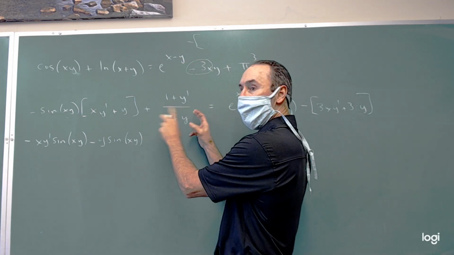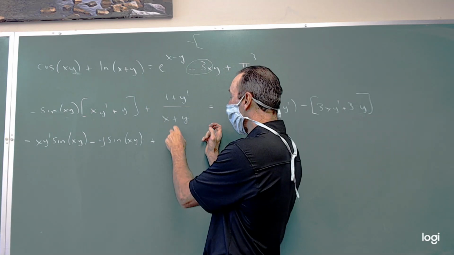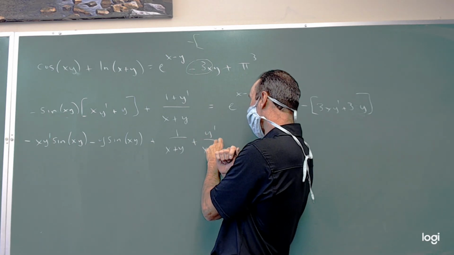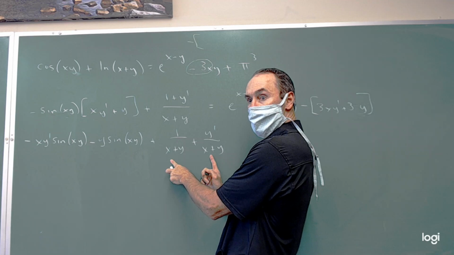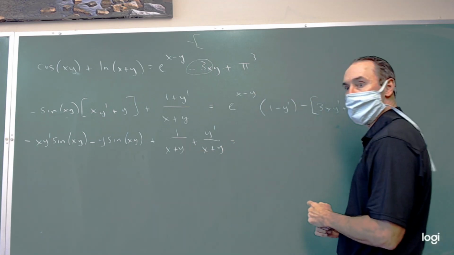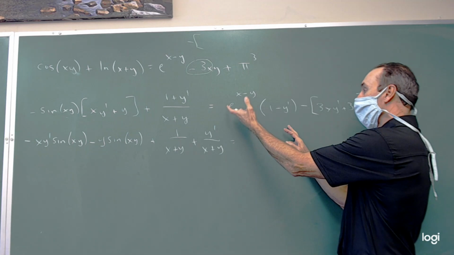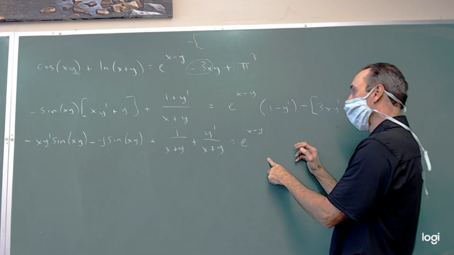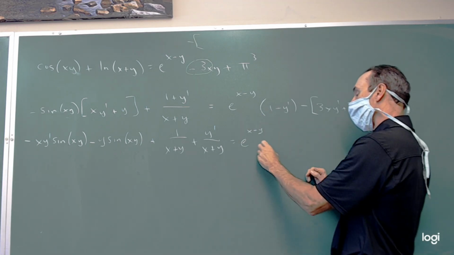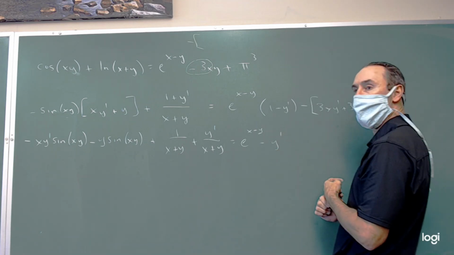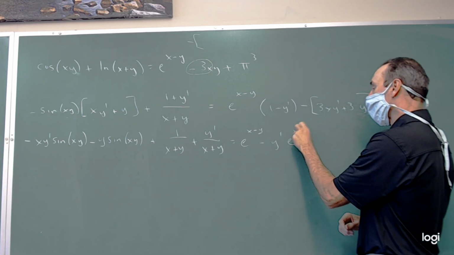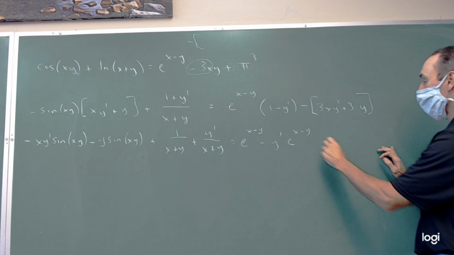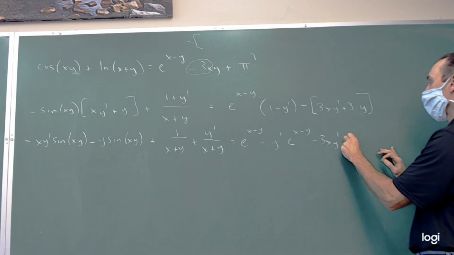We're going to pull apart this fraction. So we're going to write it as 1 over x plus y, plus y prime over x plus y. That making sense? Okay, and here's our equal sign. Now we're going to distribute that e to the x minus y. E to the x minus y times 1 is just e to the x minus y. E to the x minus y times the minus y prime is going to be a minus. I'm just going to bring the y prime in front. E to the x minus y. And then we'll distribute that negative sign, so it'll be a minus 3xy prime minus 3y.